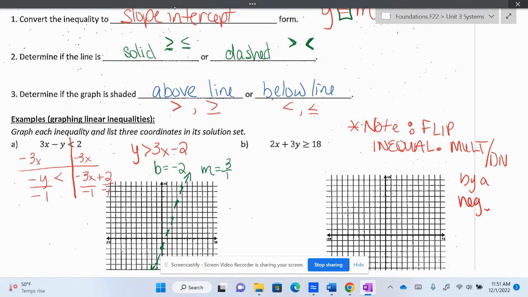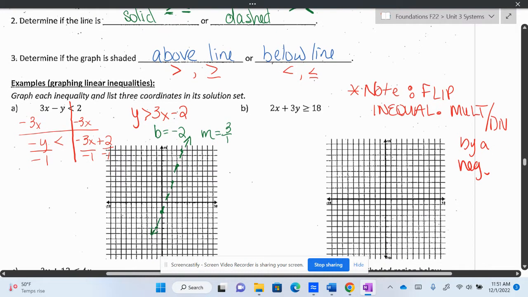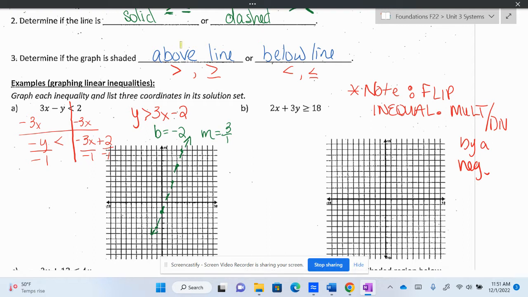Okay, are we going to shade above or are we going to shade below our line? We're going to shade below. Look at what we ended up with. It's above. Good job. So we're shading right here. This is above the line.